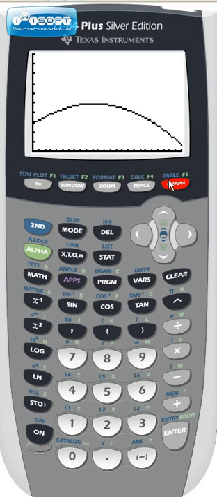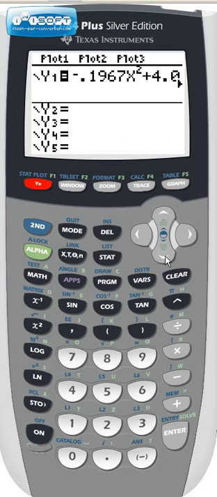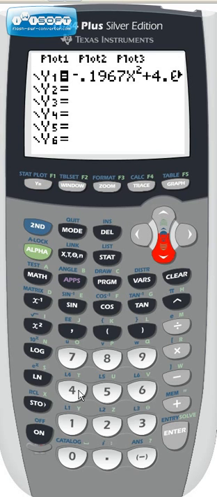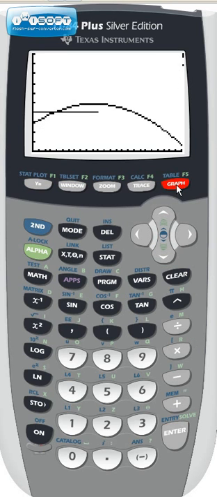In order to make my prediction for 40%, I'm going to go back to y equals, and under y sub 2, I'm going to enter 40. When I look at the graph, I get a nice horizontal line that represents 40%, and I see that I have two intersection points. So the question is, at what value of x are these two functions intersecting each other?